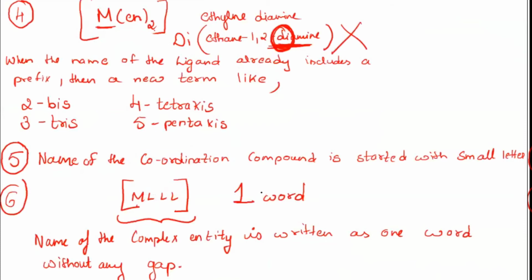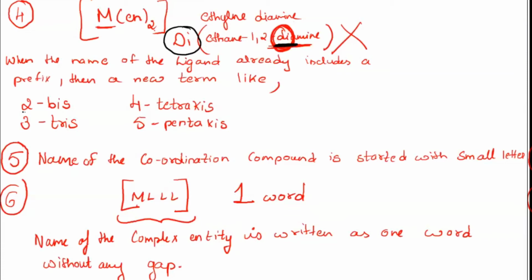And then going to the fourth one, if it's a didentate, tridentate, or a polydentate ligand, then you will see that in their name, these prefixes are already used. Now you can see here ethylene diamine. Already a di is used, or we can also write ethane 1,2 diamine. So already a di is used here. So if a name already has a prefix, then you can't use the same prefix again. Then we make use of another term, a new term.